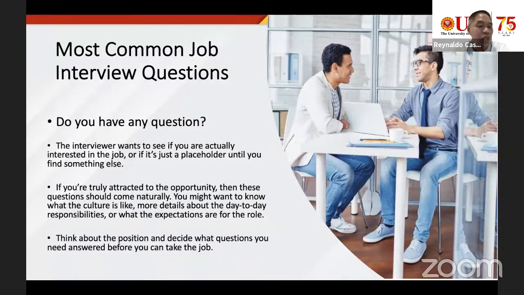So what question, no? If you're truly attracted to the opportunity, then this question should come naturally. You might want to know what the culture is like, more details about the day-to-day responsibilities, or what the expectations are for the role. Think about the position and decide what questions you need answered before you can take the job. Okay?